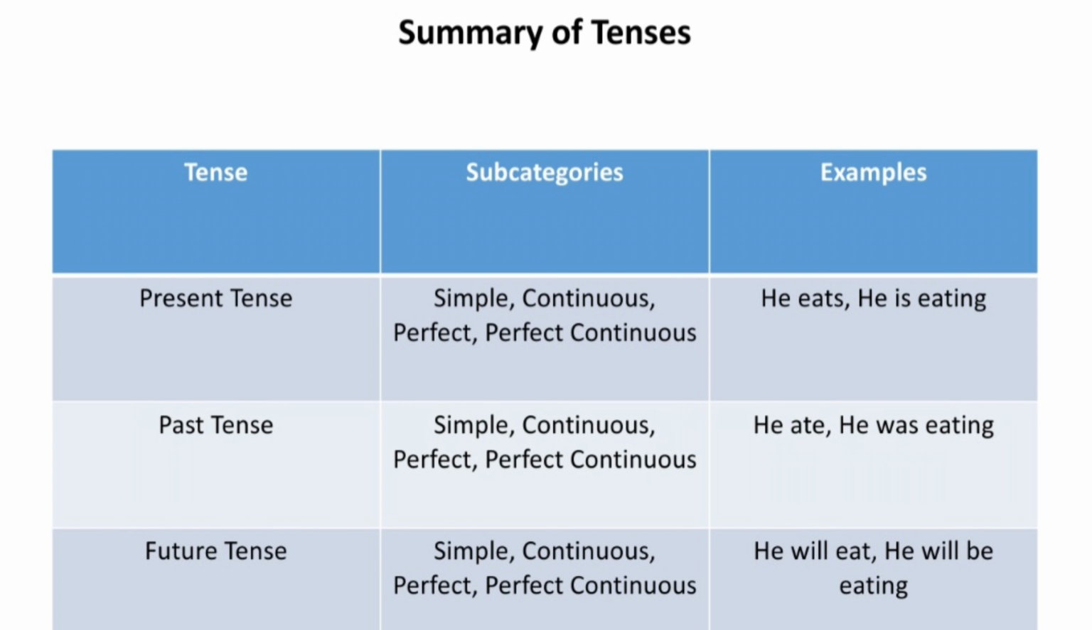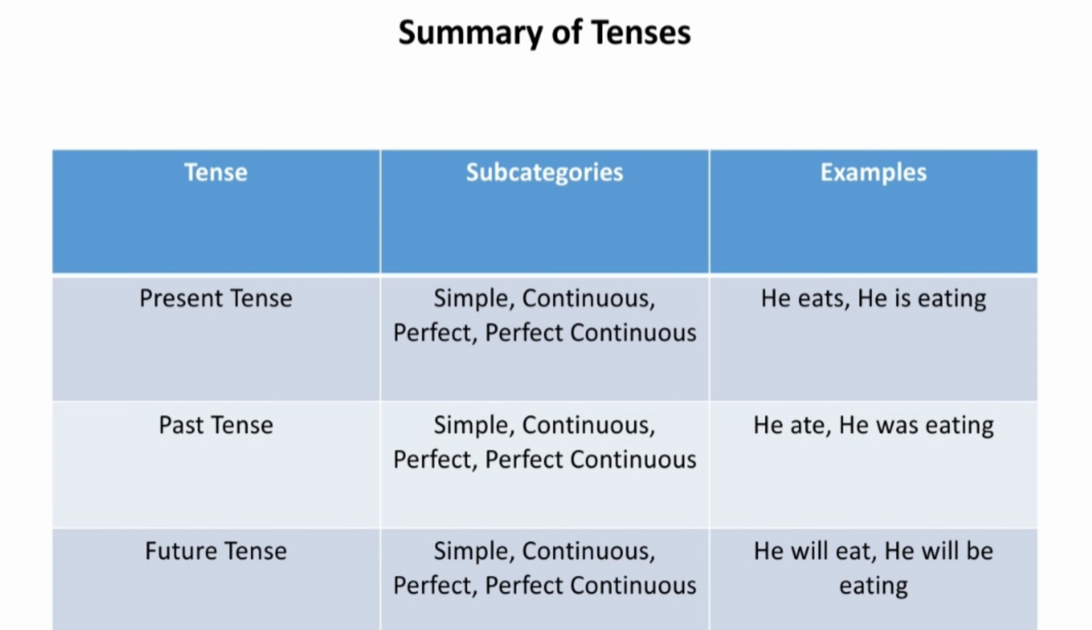Each of these tenses has four forms. 1. Simple, basic form of the tense. 2. Continuous, action is ongoing. 3. Perfect, action is completed. 4. Perfect continuous, action was continuing for some time.